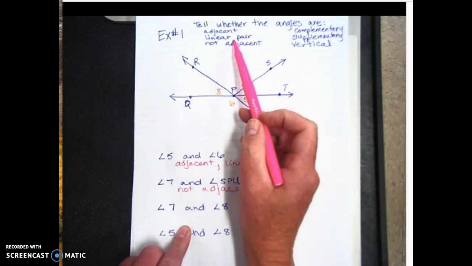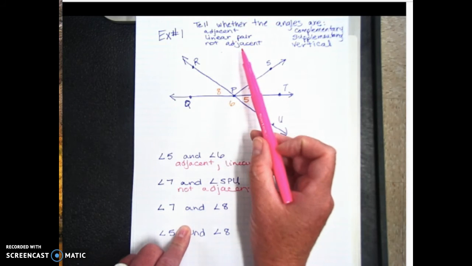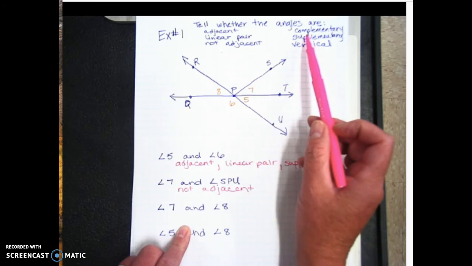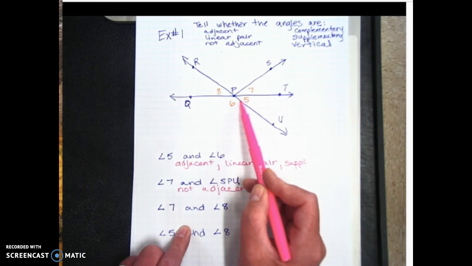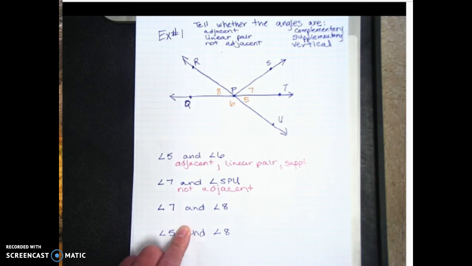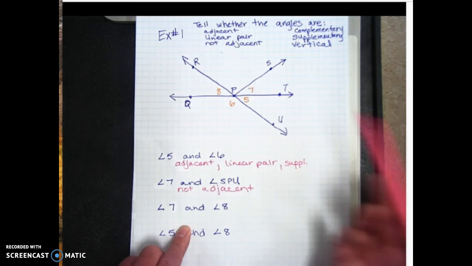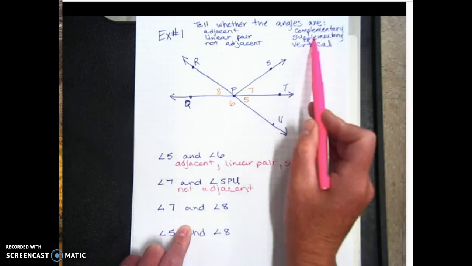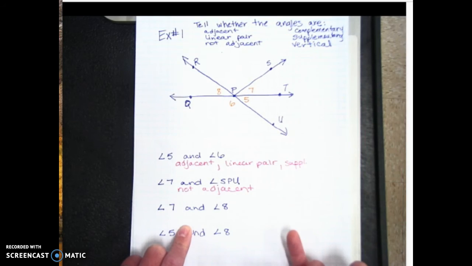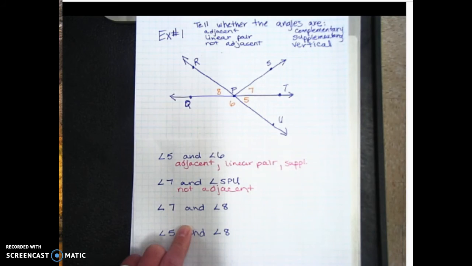Are they a linear pair? No, they don't add up to 180. Are they complementary? They might be if we had a little box here, or we were told they're 90 degrees, or we were told their measurements, but we're not told that. So they might be complementary, but we're not sure, so we're not going to use it. Supplementary, no. Vertical, no. So all we say is not adjacent.